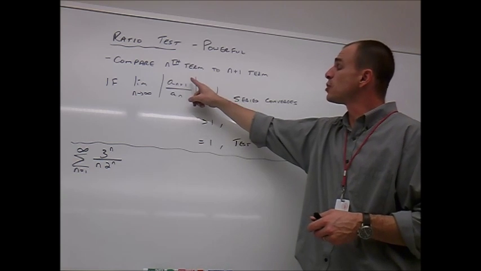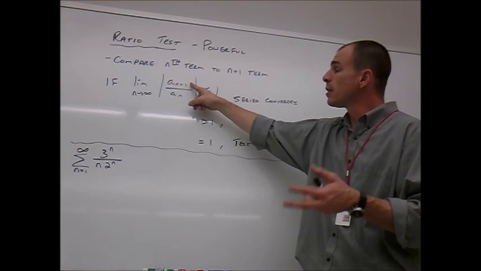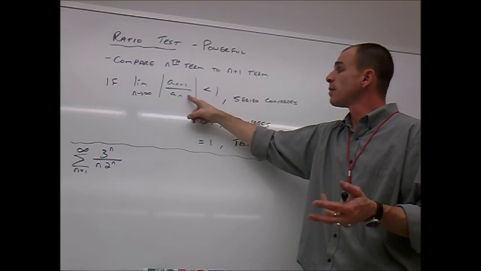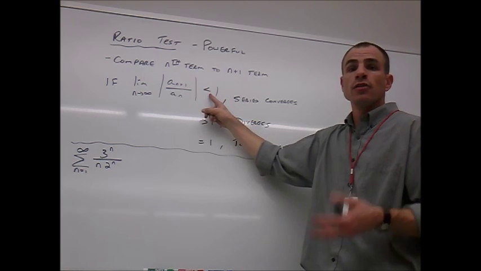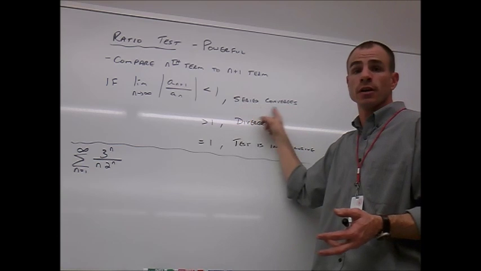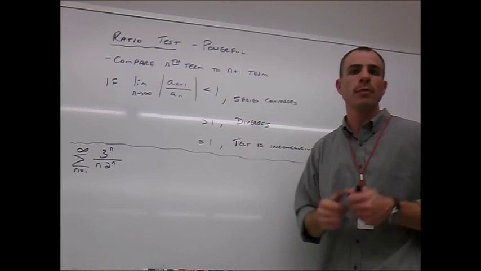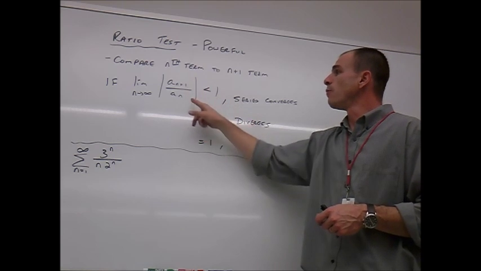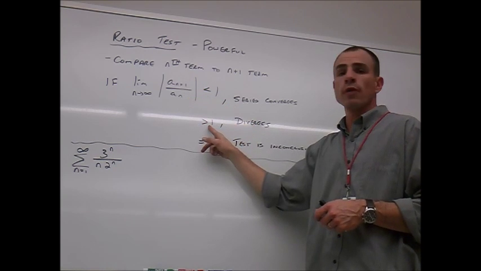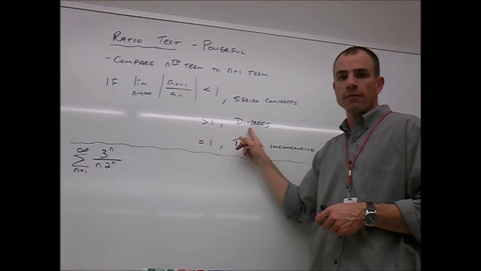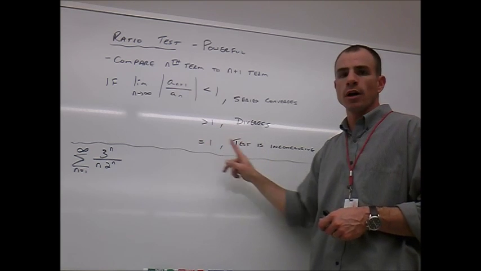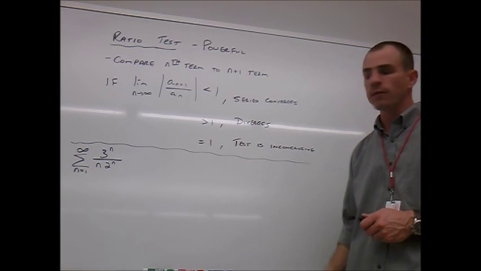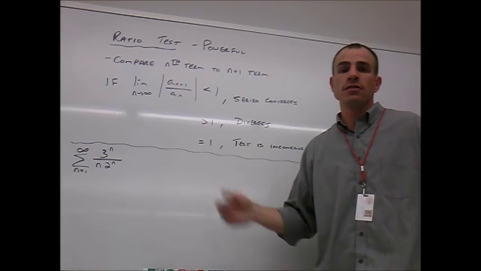If the ratio of the n plus 1 term to the nth term is less than 1, the ratio test tells us that the series will converge, just like with the geometric. If the ratio is greater than 1, then we will diverge, and if it's equal to 1, then the test is inconclusive. We've heard that word before. Yeah, the test just does not work.